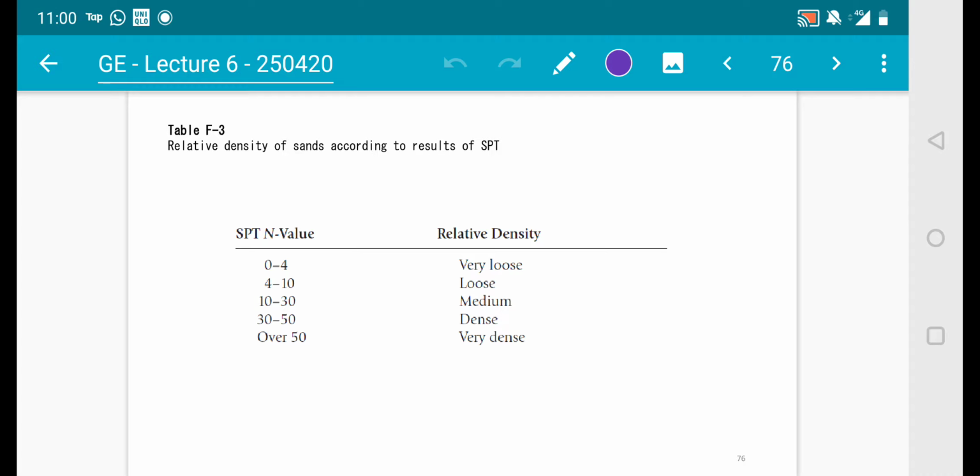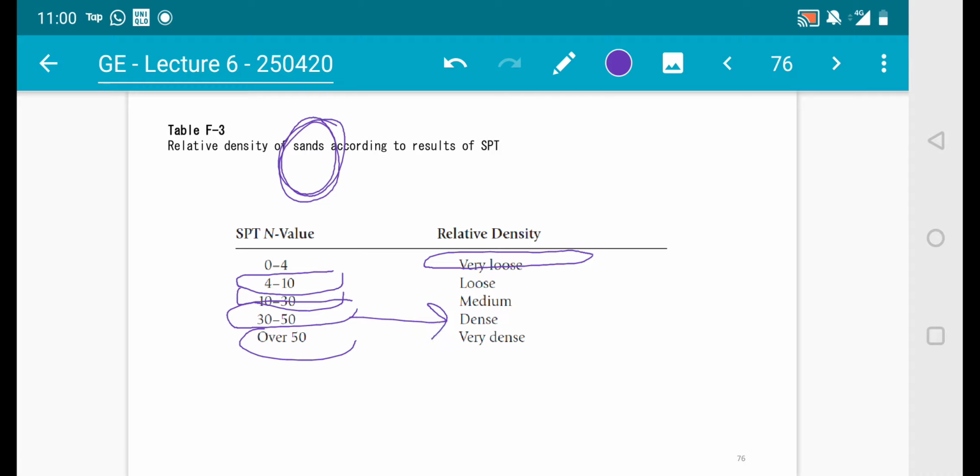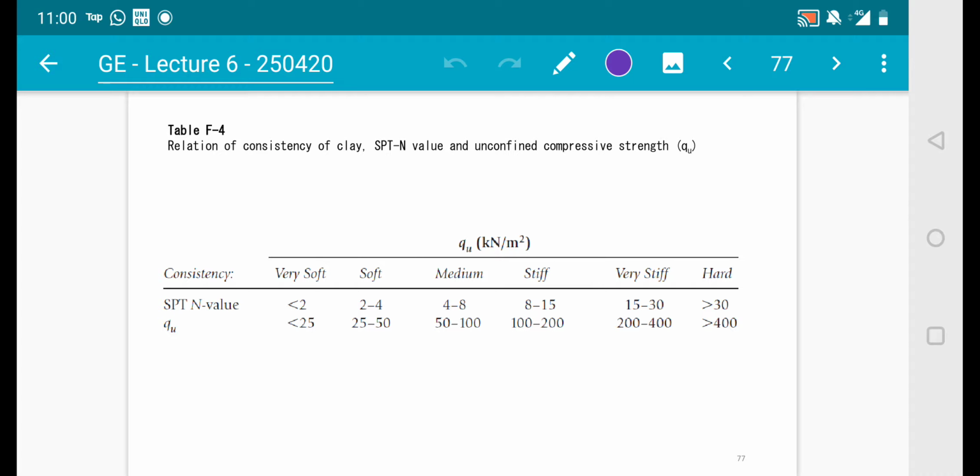So let's look at the next table, which is Table F3. This is a table showing relative density of sands according to the result of SPT. Please note that this is for sand. So if you get an SPT N value of 0 to 4, which is of sand type, the relative density is very loose. And so on for 4 to 10, 10 to 30 and 30 to 50. So it will correspond to the relative density. And you know that if NSPT is a higher value of 50, it will correspond to a very dense condition of relative density.